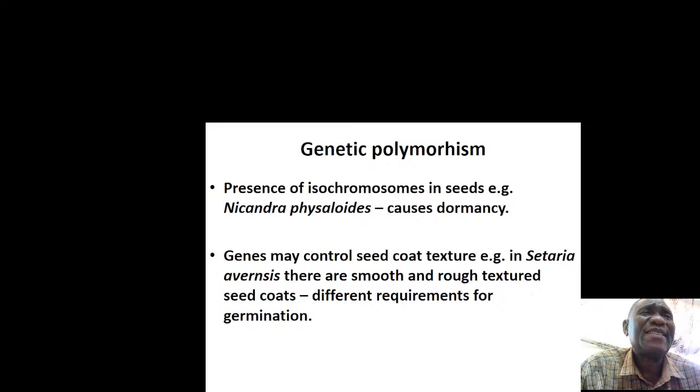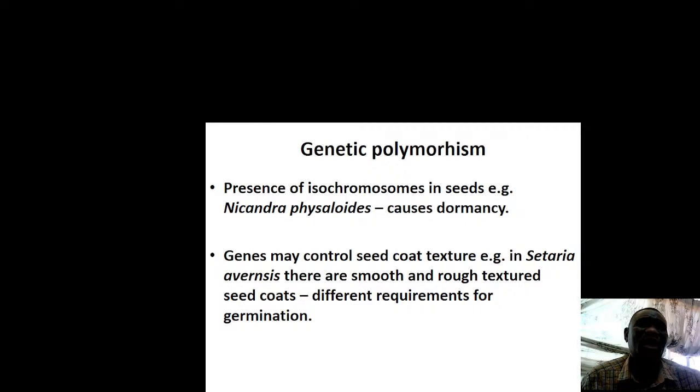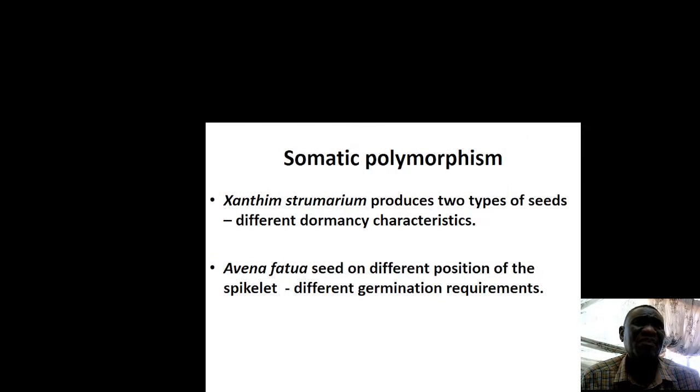There's this genetic polymorphism, the presence of isochromosomes in the seeds of Nicandra physalodes, which are the causes of dormancy. Genes may control seed coat texture in Setaria faberi, where there are smooth, rough textured seed coats with different requirements. Somatic polymorphism in Xanthium strumarium, you can have 2 types of seeds with different dormancy characteristics. Avena fatua on different positions of the spikelet have different germination requirements.